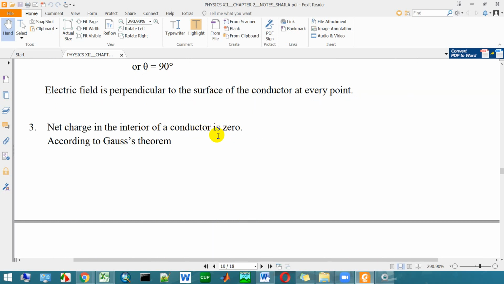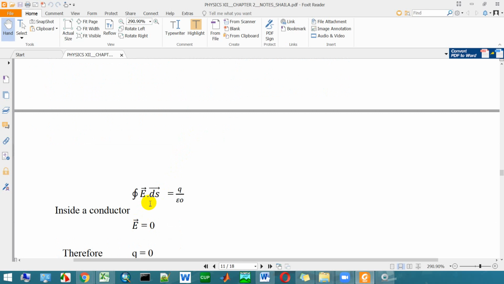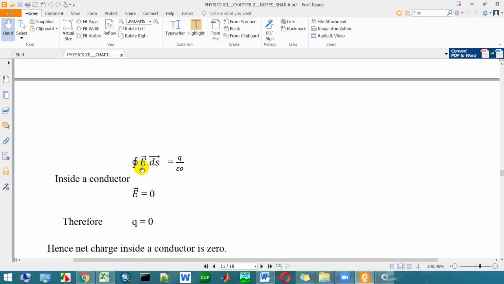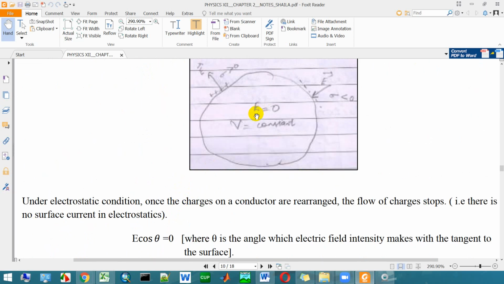You learned the field is 0. Electric field is perpendicular to the surface, and the third property is that the net charge in the interior of the conductor is 0. Now again, Gauss's theorem, in the first chapter we learned E dot ds, the surface integral of electric field over a closed surface is 1 by epsilon times the total charge enclosed in the surface. So if E is equal to 0, definitely Q also will be equal to 0. So the net charge inside the conductor is 0. Okay, so E is 0, this E is perpendicular to the surface of the conductor, Q also 0, the third property.